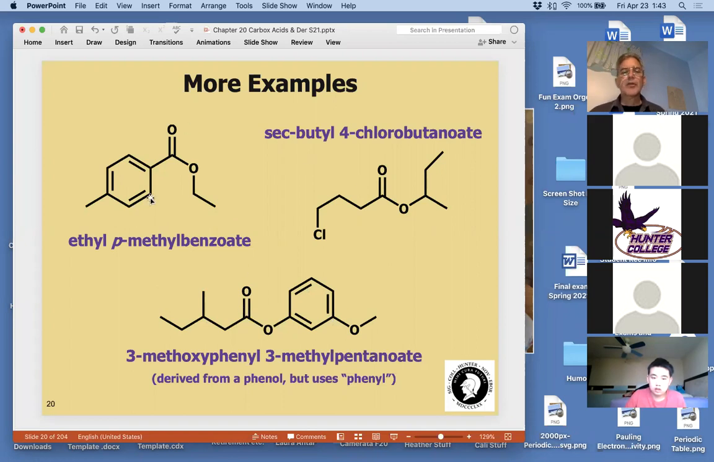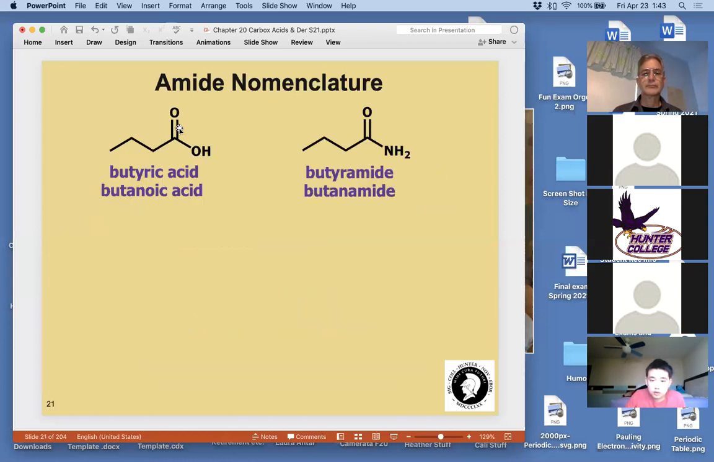So if you didn't follow clearly, spend some time with these. Esters have 2-part names, and it's not that hard once you see it. Okay. Amide nomenclature. So butyric acid becomes butyramide. Butanoic acid becomes butanamide. So common and IUPAC name.